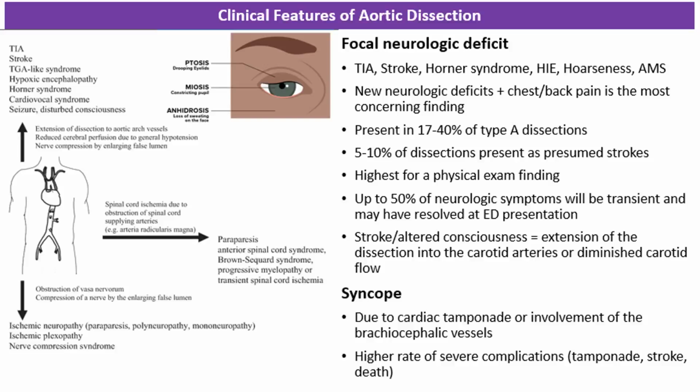Stroke or altered consciousness can be from direct extension of the dissection into the carotid arteries or diminished carotid blood flow. Alterations of consciousness are more common in women than in men. Horner's syndrome results from compression of the superior cervical sympathetic ganglion. Hoarseness also can be caused from vocal cord paralysis due to compression of the left recurrent laryngeal nerve. Finally, acute paraplegia may result from spinal cord ischemia.